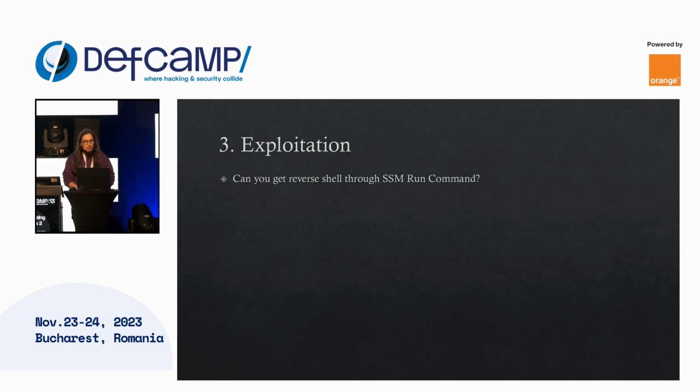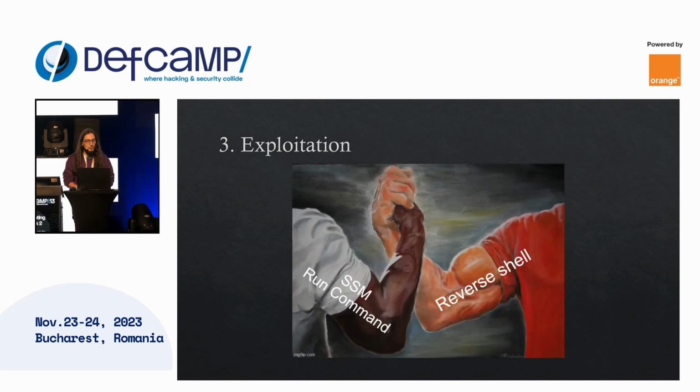Can you get reverse shells through this feature? Yes, you can. And it's made in such a way that AWS images are like built for getting reverse shells. For example, Ubuntu images are not working that well with reverse shells, but Amazon images are just working out of the box with every payload I tried.